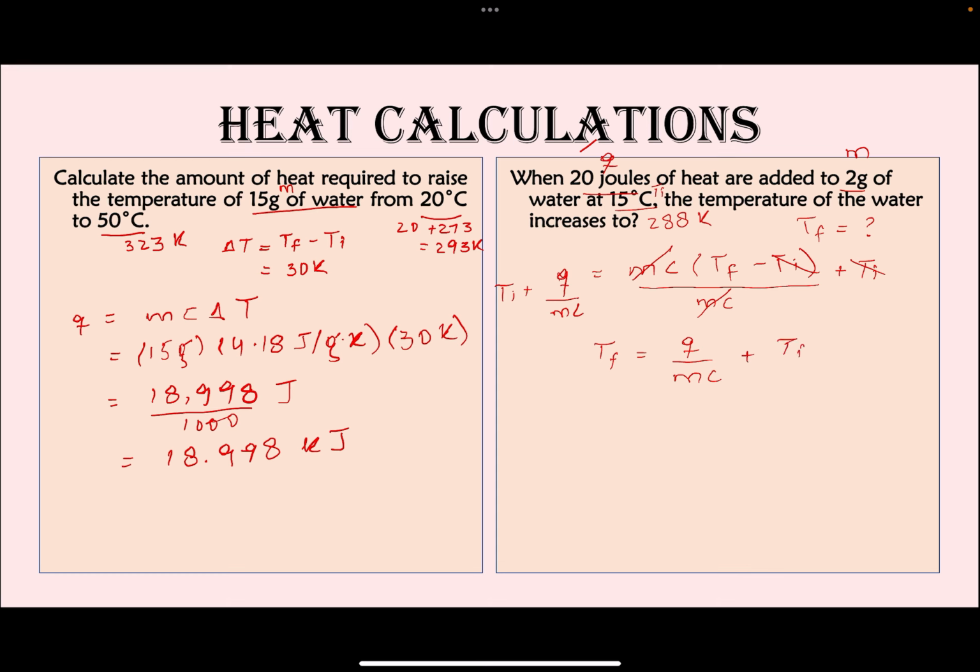plus the initial temperature. So if I go ahead and plug in all of the numbers, we have 20 joules divided by your 2 grams times the specific heat capacity of water, which is 4.18 joules per gram Kelvin. And then we are going to add the 288 Kelvin to this. And that gives us about 290 Kelvin. So this is your final temperature.